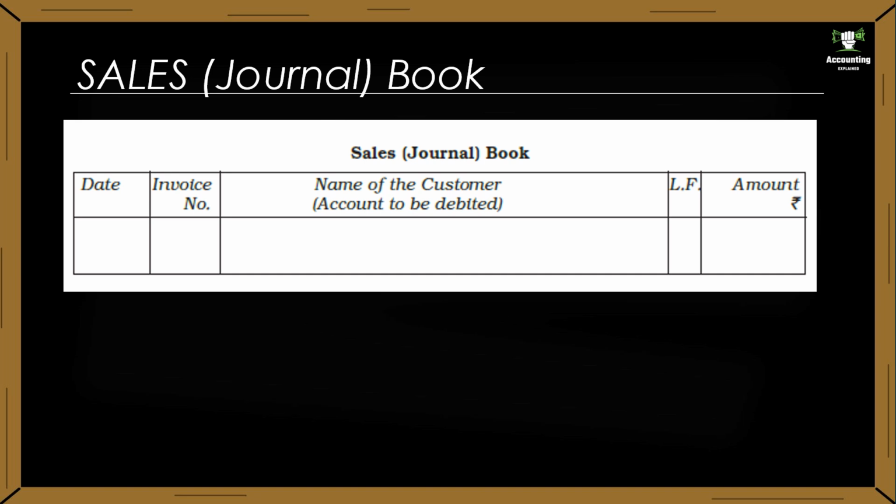This is a specimen of sales journal book. Date will be there, invoice number, that is the source document, invoice number of ours. Name of the customer, account to be debited. Whose account has to be debited? Here customer is the debtor, ledger folio and amount.